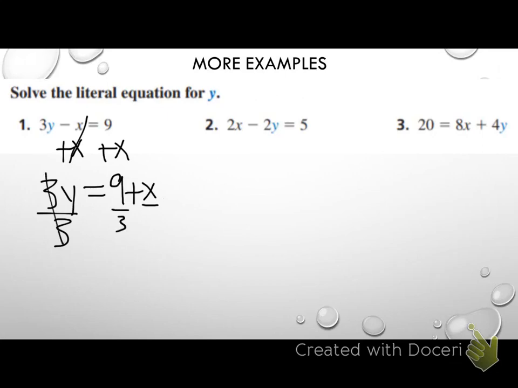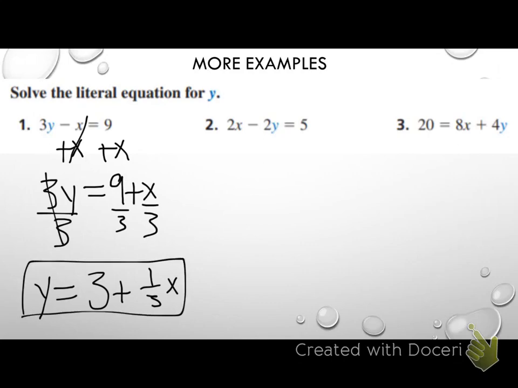Every term gets divided by 3. Anytime I multiply or divide both sides by anything, every term on both sides has to get multiplied or divided by that number. Okay? 9 divided by 3 is 3. That's like a 1 in front of the x, so that's just 1x over 3, which would be 1/3 x. y is now by itself. There's my equation. y equals 3 plus 1/3 x.